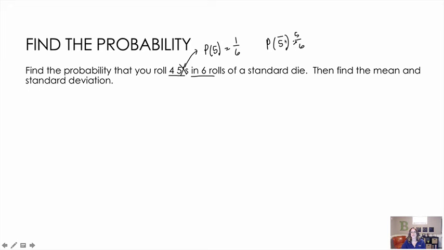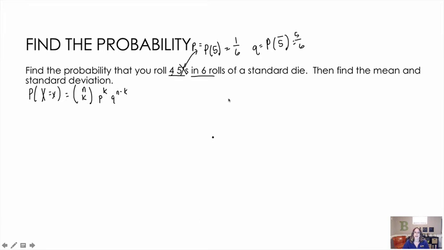So why is that important? Because P is the probability of success and Q is the probability of failure. So there's going to be my PQ right there. So I'm finding the probability that I roll 4 5s in 6 rolls, and then the mean and standard deviation. So we'll get to those in a second. So really what I want to do is I want to use that crazy formula that I had before, which says the probability that X is equal to x is equal to n choose k, and then p to the k and q to the n minus k.